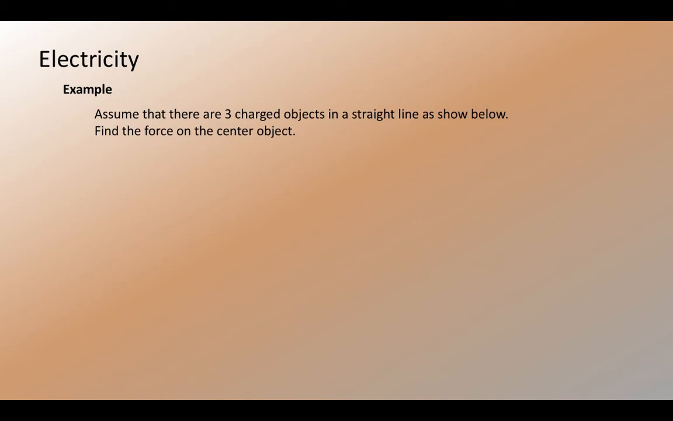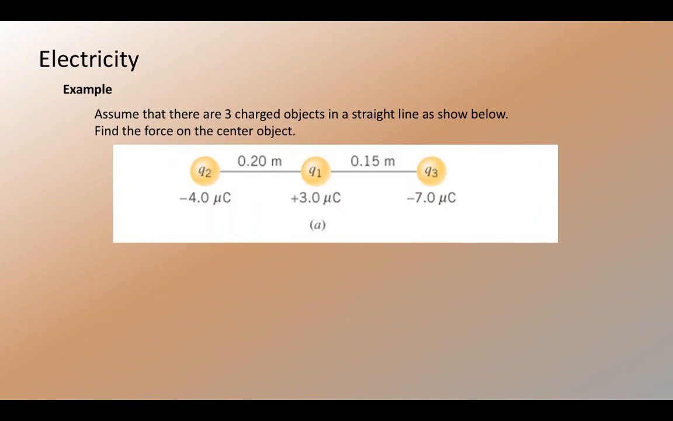Let's take another example. Assume that there are three charged objects in a straight line as shown here. Find the force on the center object. So let's take a look. We're going to take a look at Q1. And Q1 right here is going to be pulled to the left by Q2 because they're opposite charges, so they're going to attract. It's also going to be pulled to the right by this one because opposites attract.